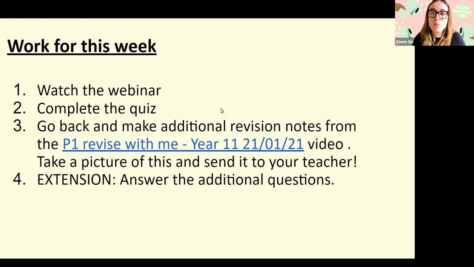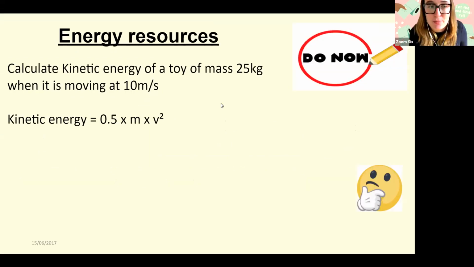So what we're going to do first is I would like, please, for you, with a piece of paper or your whiteboard or whatever you've got next to you, to have a go at this question. I'd like you to have a go at calculating the kinetic energy of a toy which has a mass of 25 kilograms when it's moving at 10 meters per second. Now, I've given you the equation there, which is 0.5 times mass times velocity. Remember, velocity just means speed squared.